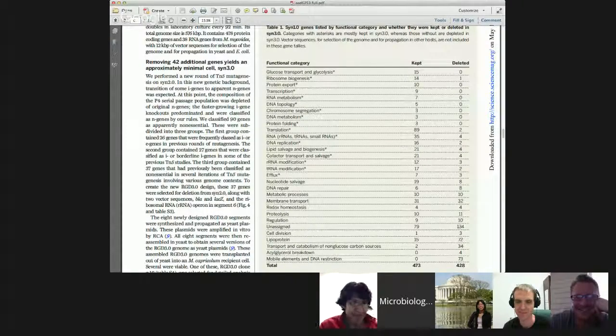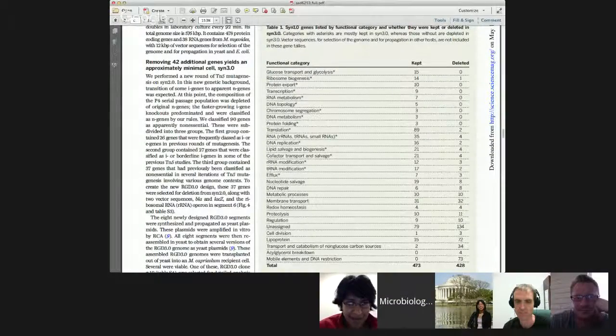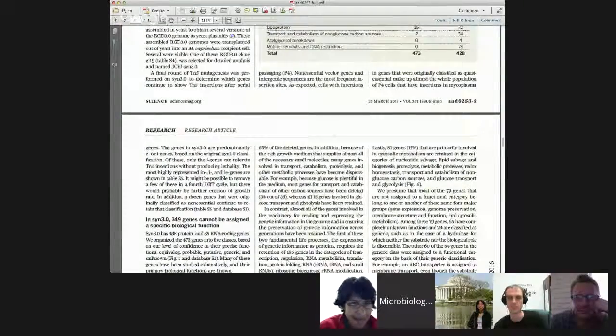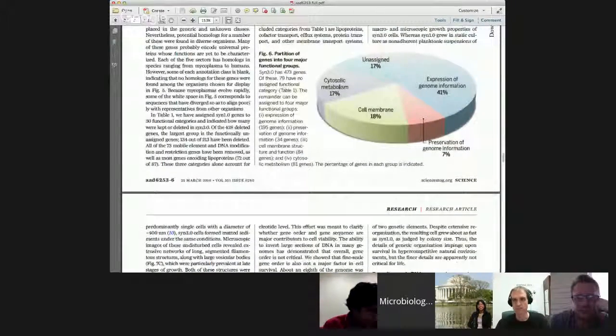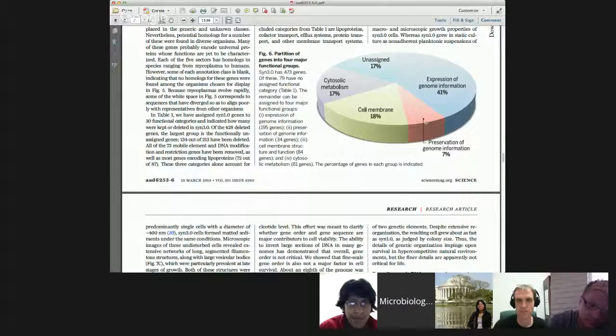I think the upshot of this is that it keeps a lot of what you would expect. In figure 6, they break these categories down into 4 sections. So, expression of genome information, that seems pretty important. Preservation of genome information, that seems pretty important. So information processes, those genes were by and large retained.